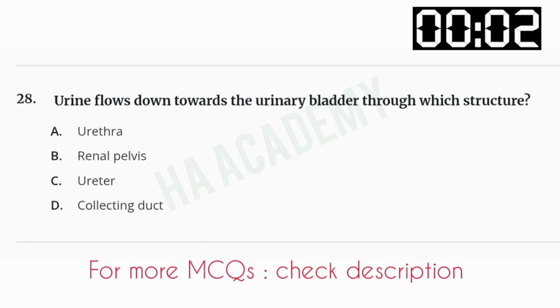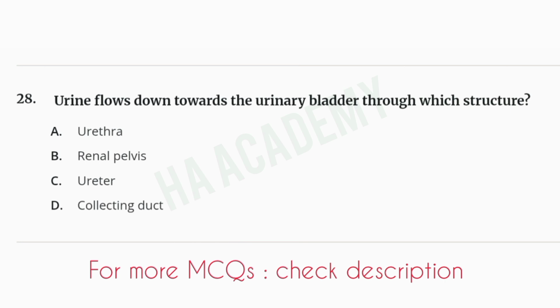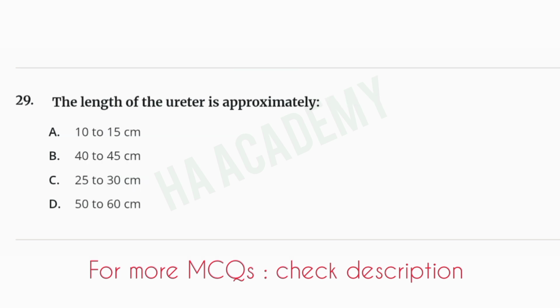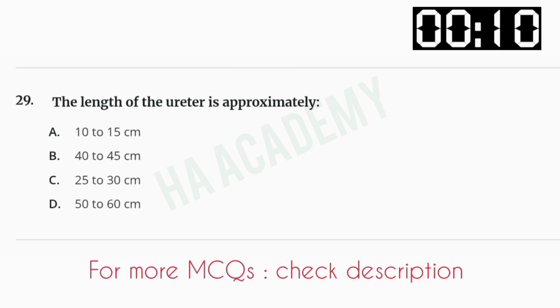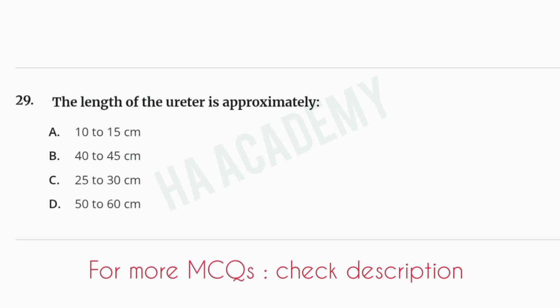The correct answer is ureter. The length of the ureter is approximately... The correct answer is 25 to 30 centimeters.